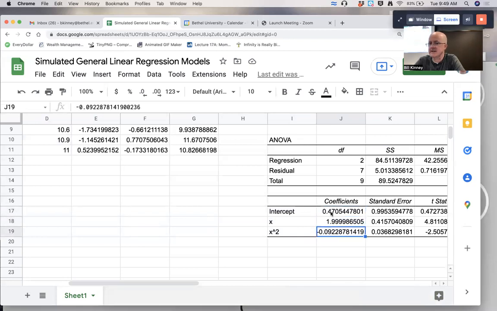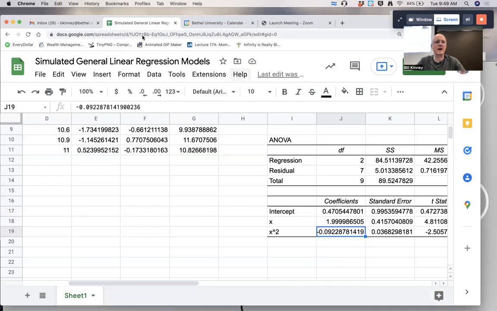Remember, beta 0 was exactly 1. This is a little further away from 1 than this is to 2. Beta 1 was exactly 2. And beta 2 was exactly -0.1. This is pretty close to -0.1. If you did it with me, you got different numbers because you did a different simulation. Okay. So that's how you get your estimators.